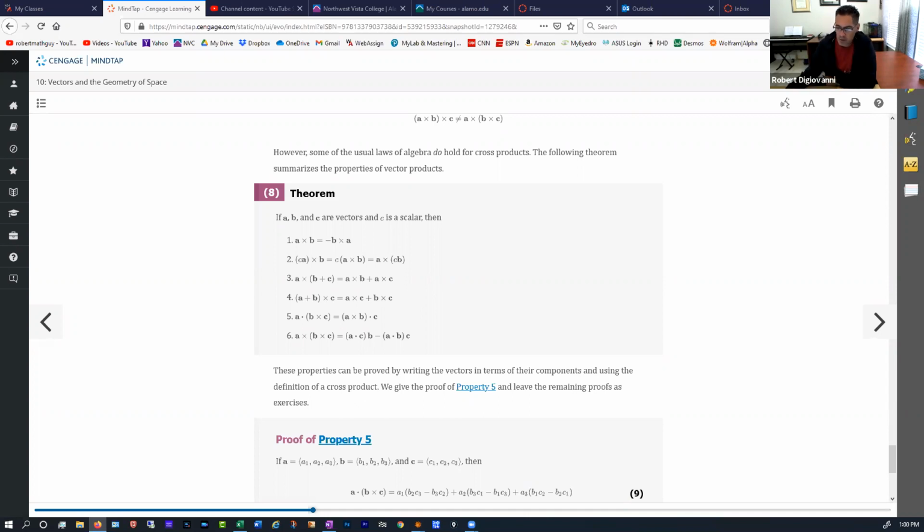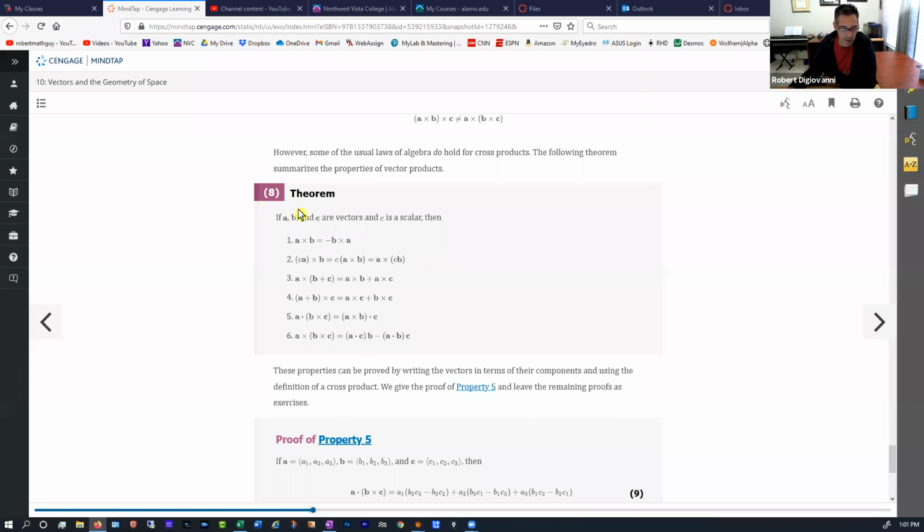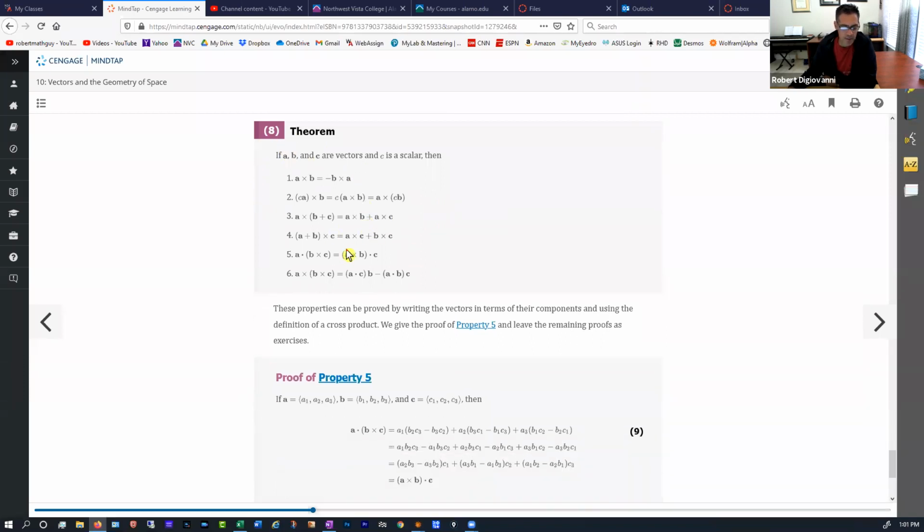And I wanted to take a look at some of the properties of cross products before we finish off this section. We did this for the dot products. I gave you a list of properties. The cross product has properties also. These are in your ebook under the section of Theorem 8. And some of these we talked about, some of these we haven't.